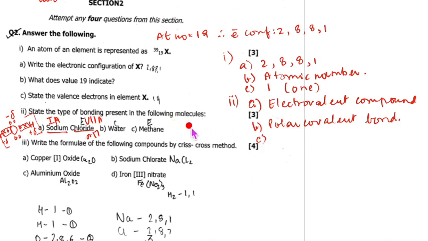Your C is methane. Now methane will have carbon single bond H, single bond H, single bond H and single bond H. So this becomes a covalent compound, but you will see that the electron pairs are pulled equally. They are equally shared, and so there will be no polarity. So because there is no polarity, it becomes a non-polar covalent bond.